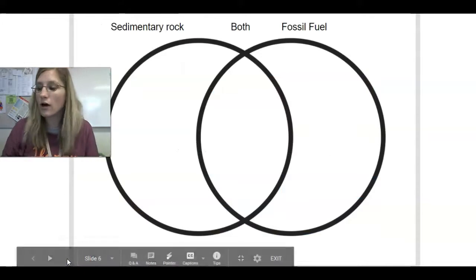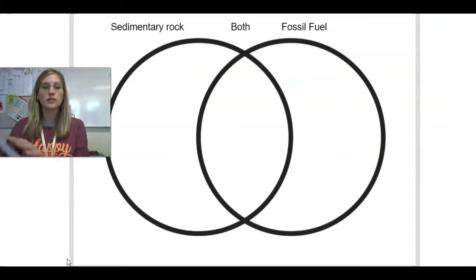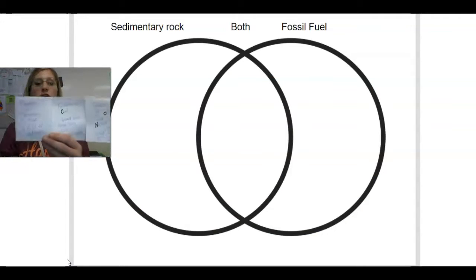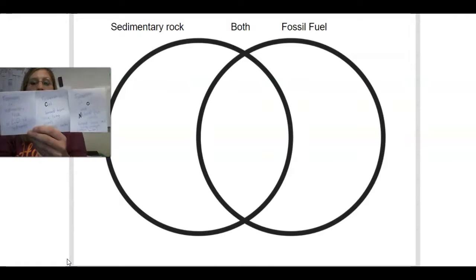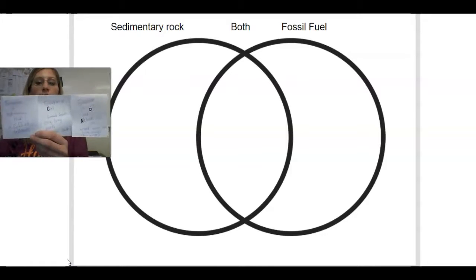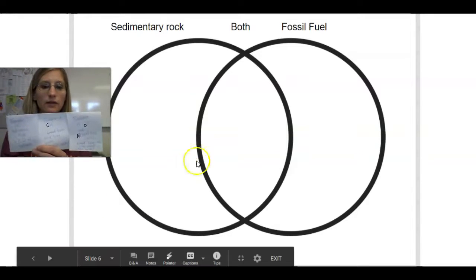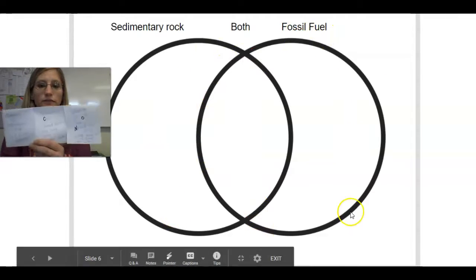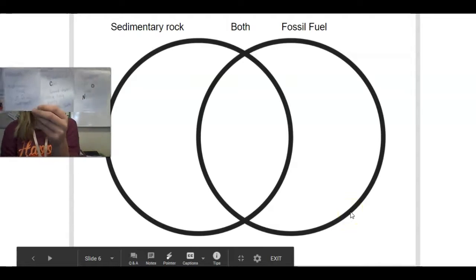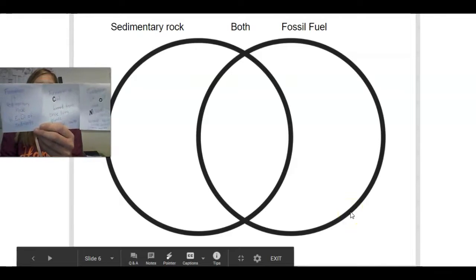Now, think about all the things that we learned, and you can go back to your foldable if you need to. And I want you to think about sedimentary rock and fossil fuels. How are they the same? How are they both the same? And how are they different? Just take one moment to reflect. How are they the same and how are they different?